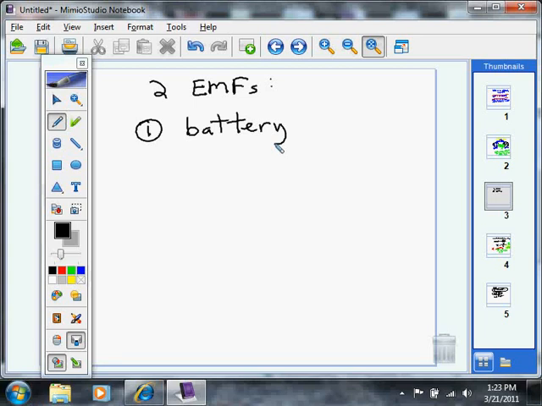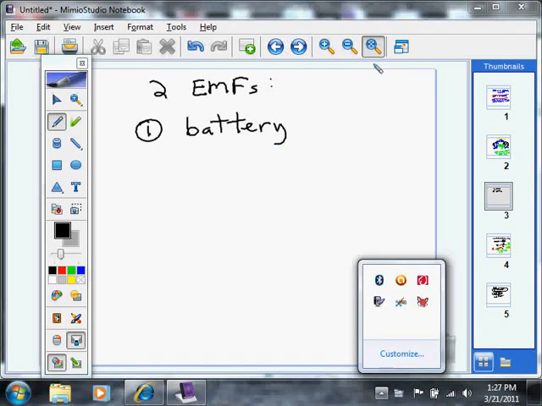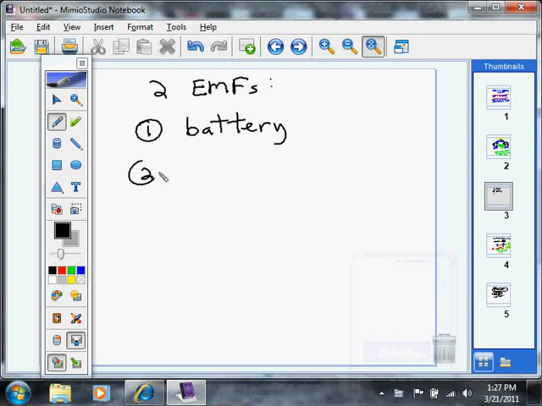I have a little demonstration I could show you. Another type of EMF is a generator. A generator uses a magnetic force to put the electrons back so that they'll naturally flow over. We're going to learn more about magnetic generators in the next unit on magnetism. I happen to have one here to demonstrate.